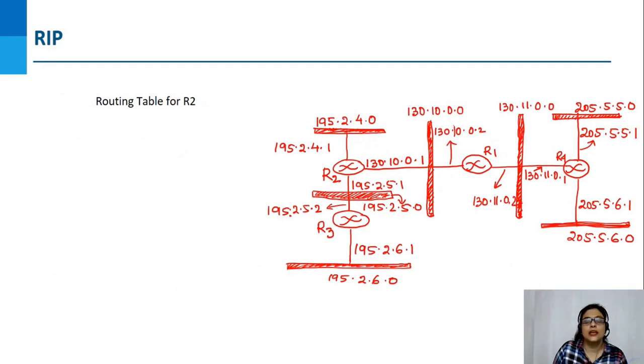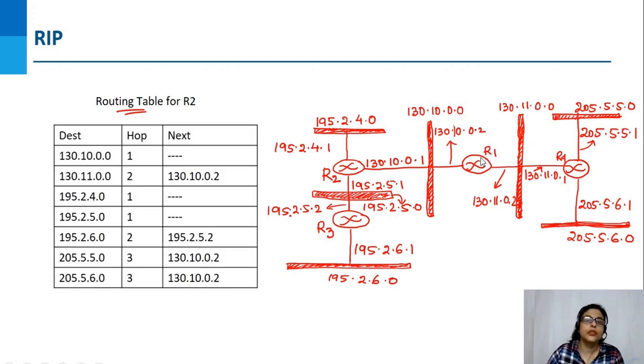So here let us look at this diagram. It consists of routers R1, R2, R3 and R4, and there are several networks connected to these routers. We are concentrated on finding out the routing table for R2. If we can find it out for R2, we can find out for all other routers also. So as before, the destination field is the network field. It gives the network address.